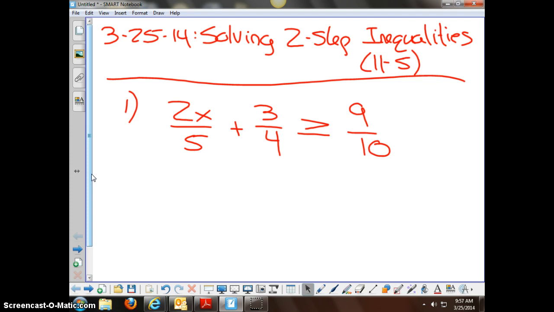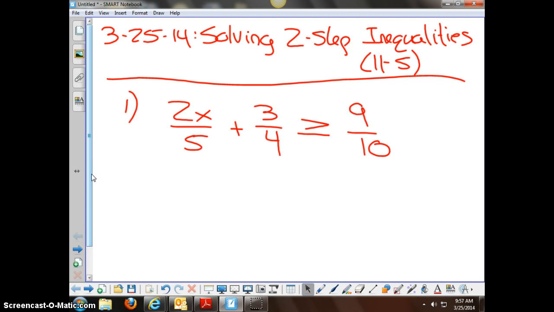We just finished up solving inequalities by multiplying or dividing. This inequality, 2x over 5 plus 3/4 is greater than or equal to 9/10, is in fraction form. We've already worked with equations, multi-step equations, two-step equations in fraction form. We had a quiz on it. And now we're looking at inequalities, which isn't a whole lot different.